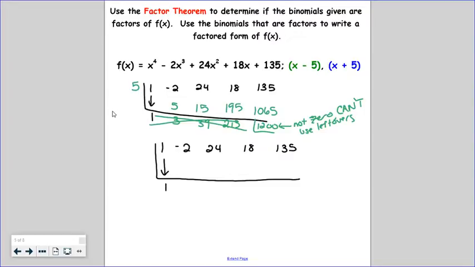Okay, our second 0 would be negative 5. Going through here, let's see, negative 5, negative 7.